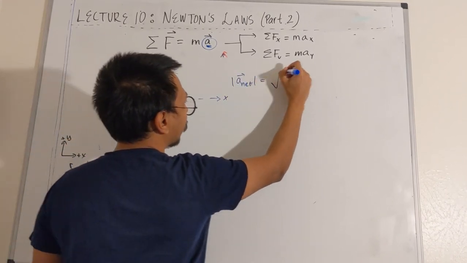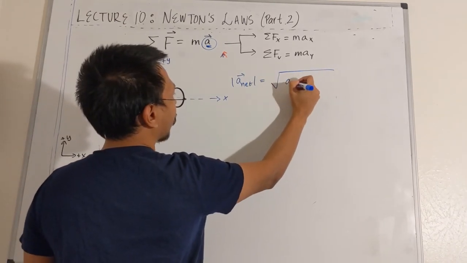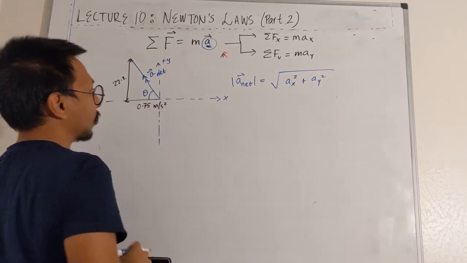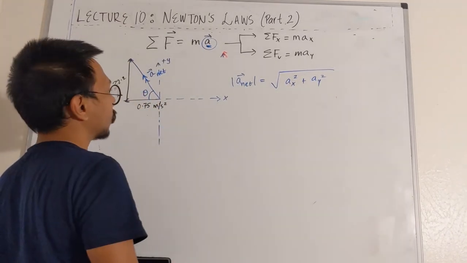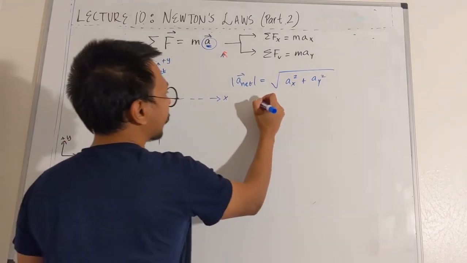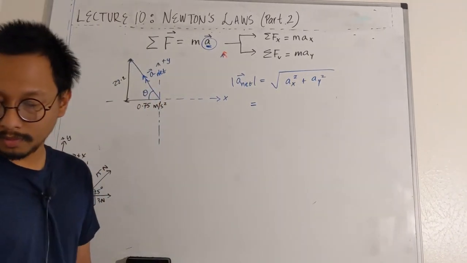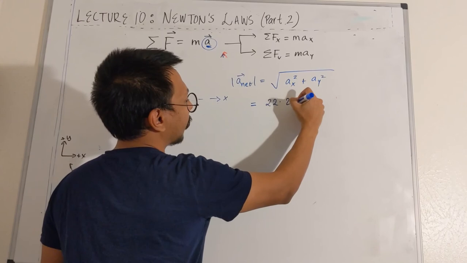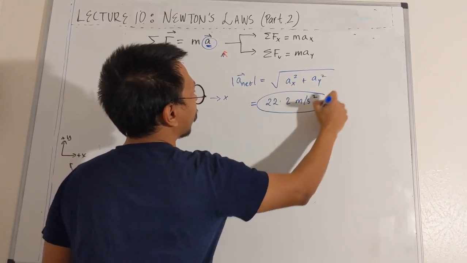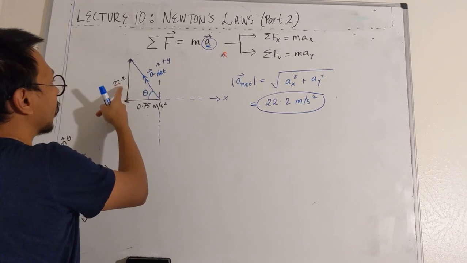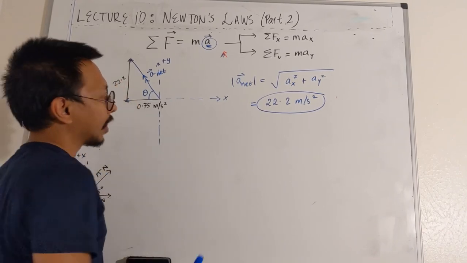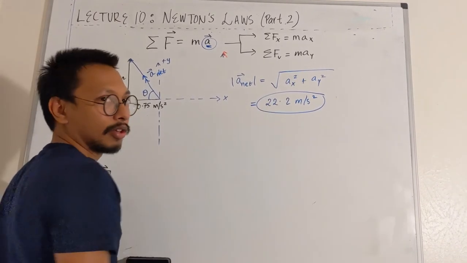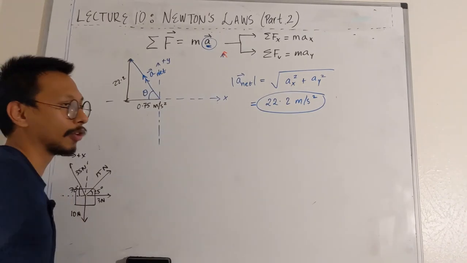So a net magnitude is equal to the square root of ax squared plus ay squared. Ax is 0.75, ay is 22.2, and this comes out to be 22.2 meters per second squared. This is because the 22.2, the y component of acceleration, is way bigger than the x component of acceleration. So it is not a general result. It will not always be the case. It is just true for this problem.